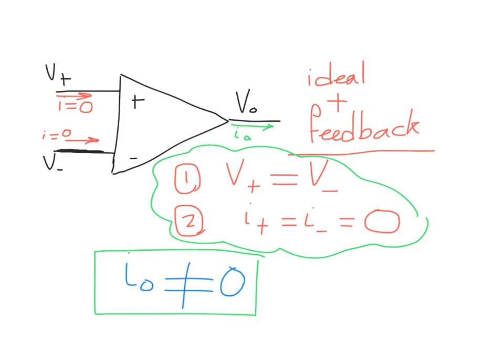Regarding the current, the input currents through these input terminals will be equal to 0, as Rin between those terminals inside this model is assumed to be infinite, so no current will go through the input terminals of the operational amplifier. Regarding the output terminal, don't forget, there is voltage and also there is some current Io. This current generally is not equal to 0.